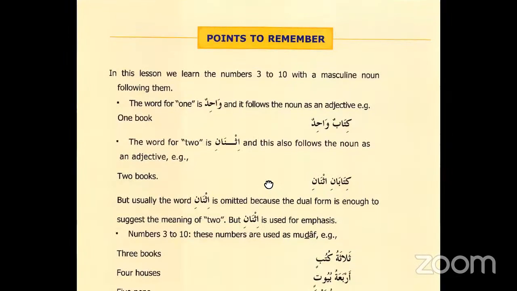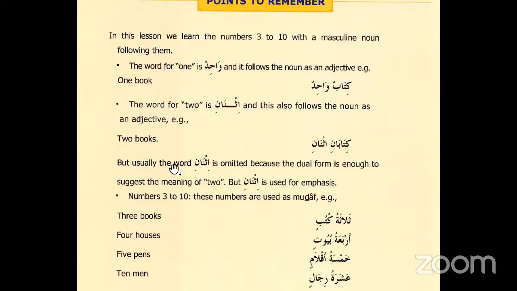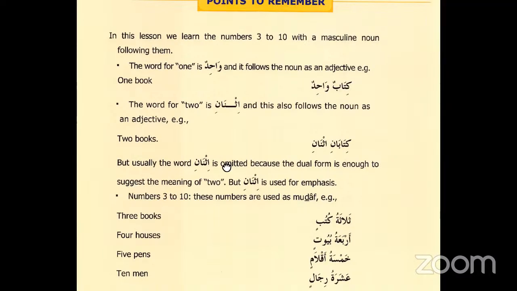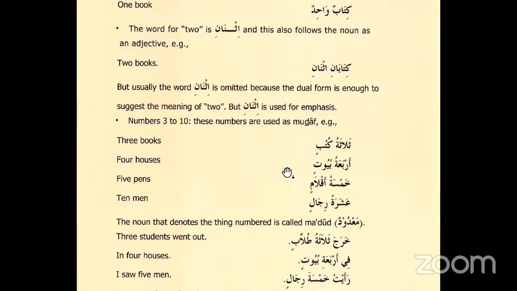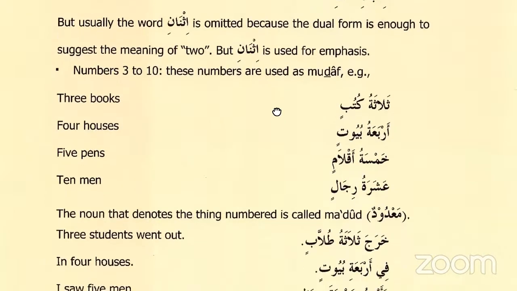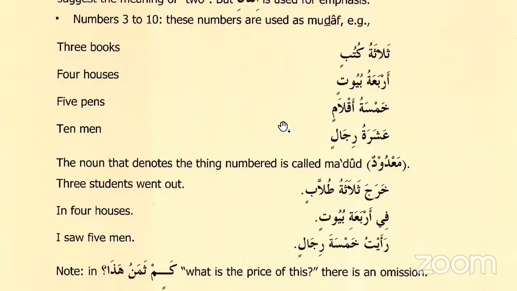But usually the word ithnani is omitted because the dual form is enough to suggest the meaning of two, but ithnani is used for emphasis. Okay. So numbers 3 to 10, these numbers are used as mudaf. Example, 3 books, ثلاثة كتب, 4 houses, أربعة بيوت, and then خمسة أقلام, and عشرة رجال.